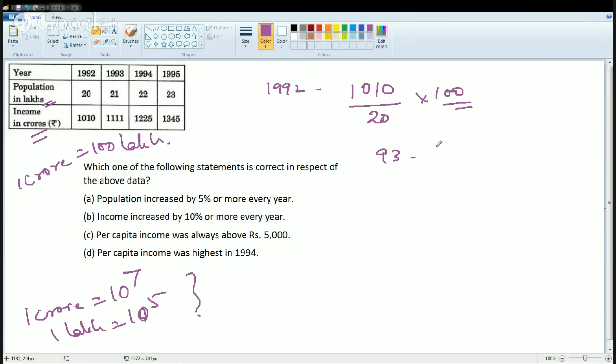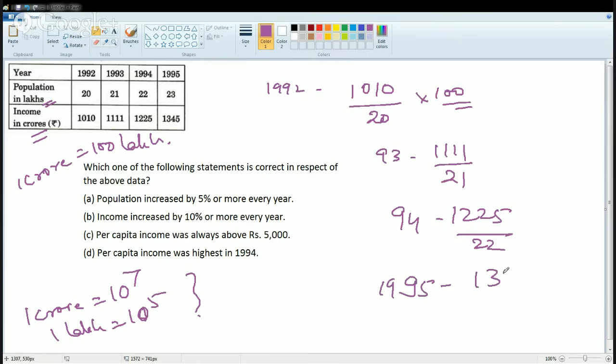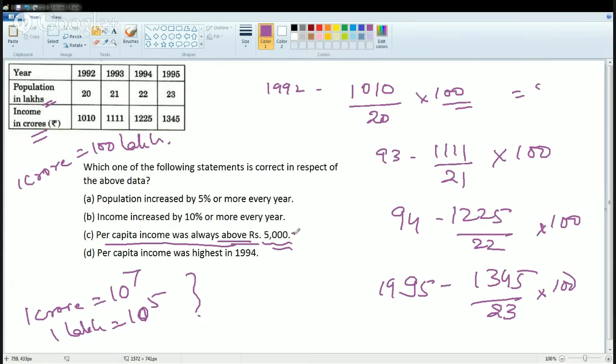In 1993, it would be 1111 divided by 21. In 1994, it would be 1225 divided by 22. And in 1995, it would be 1345 divided by 23 into 100. In all these cases, if we multiply and solve these, it would be 555. So in all these cases, the per capita income would be always above 5,000. So this is the correct answer in this case. You can solve and get the exact values to see what we are doing.